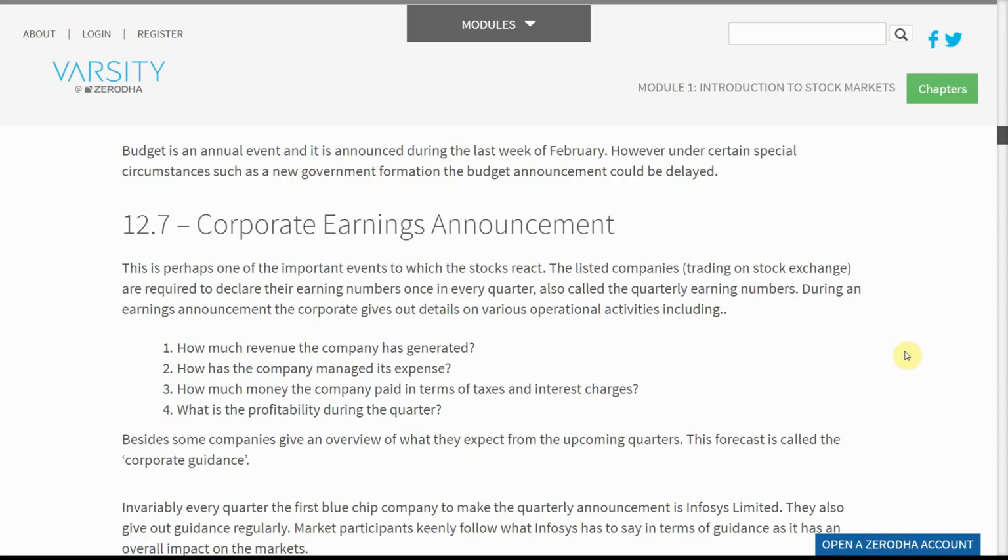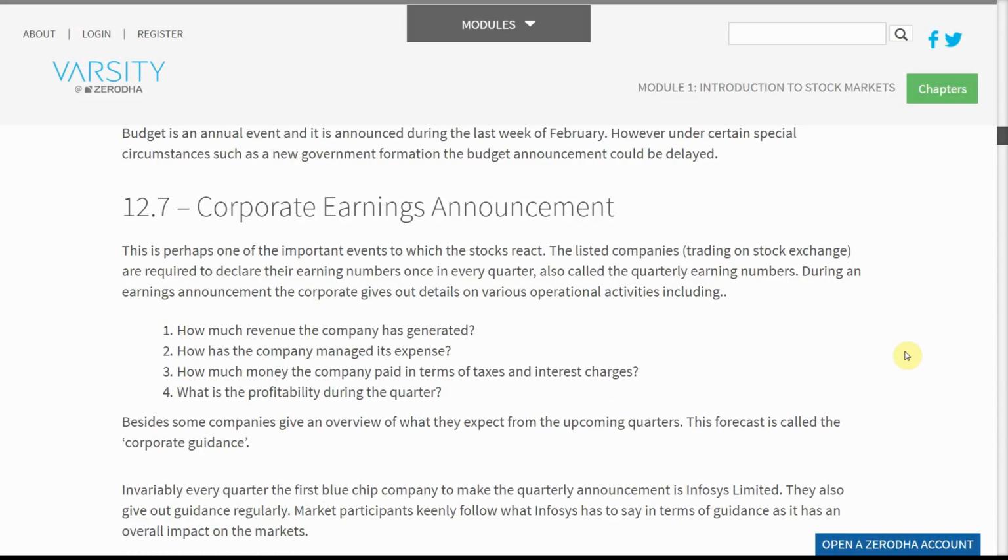The listed companies trading on stock exchange are required to declare their earning numbers once in every quarter, also called the quarterly earning numbers. During an earnings announcement, the corporate gives out details on various operational activities, including how much revenue the company has generated, how has the company managed its expense, how much money the company paid in terms of taxes and interest charges, what is the profitability during the quarter. Besides, some companies give an overview of what they expect from the upcoming quarters. This forecast is called the corporate guidance.